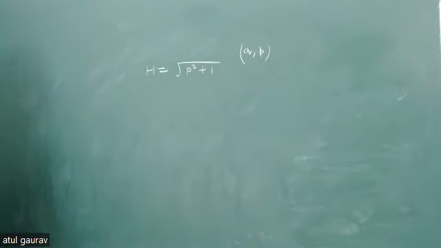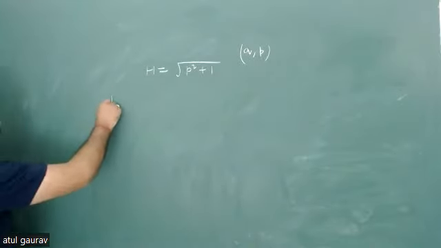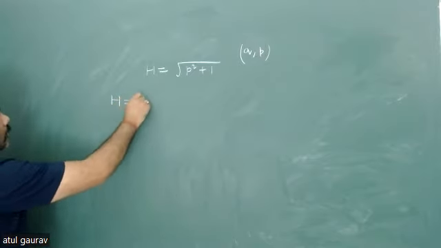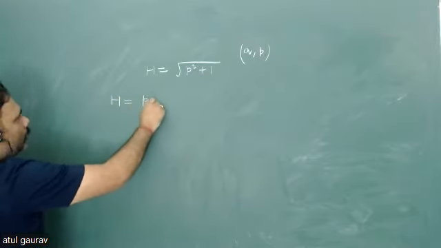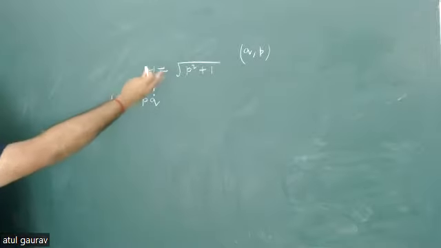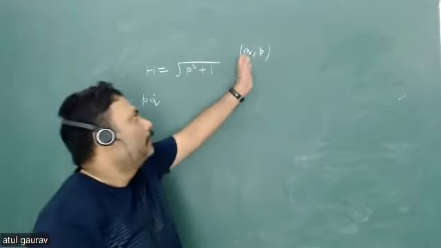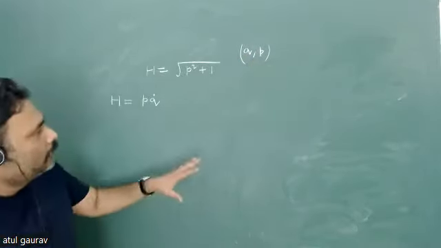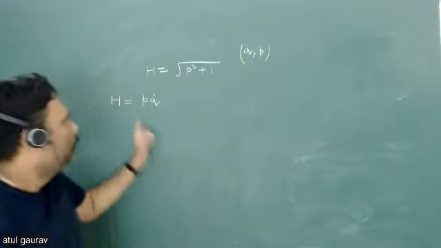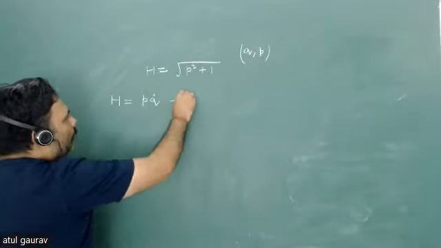So how will we go for it? We know that the Hamiltonian of a system is nothing but p q dot. There is only one generalized coordinate, so there is not any problem. Q is the generalized coordinate, and p is the conjugate momentum. So p q dot minus L.